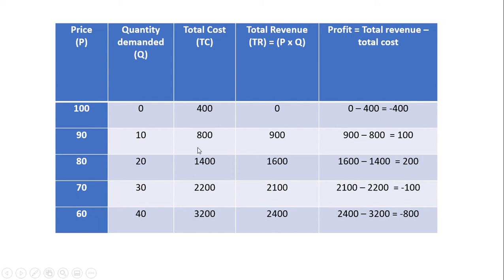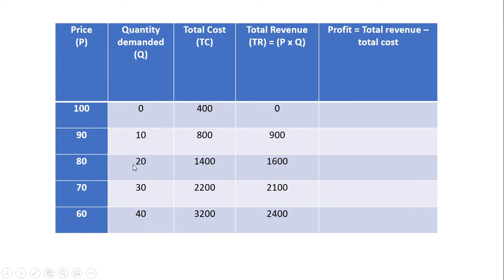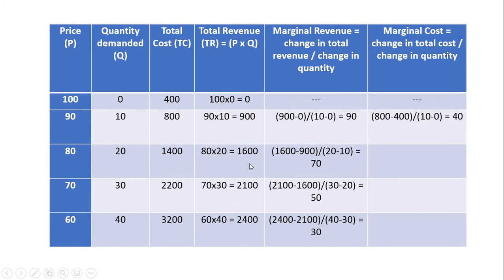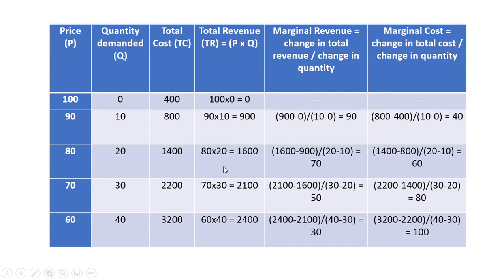900 minus 800, that's 100. 1600 minus 1400, that's 200. And then 2100 minus 2200, that's negative 100. And then 2400 minus 3200, negative 800. So you can see that the output that maximizes profit is 20 units. We saw that here as well, 20 units where marginal revenue was greater than marginal cost. So that just confirms that that is where we maximize our profits.